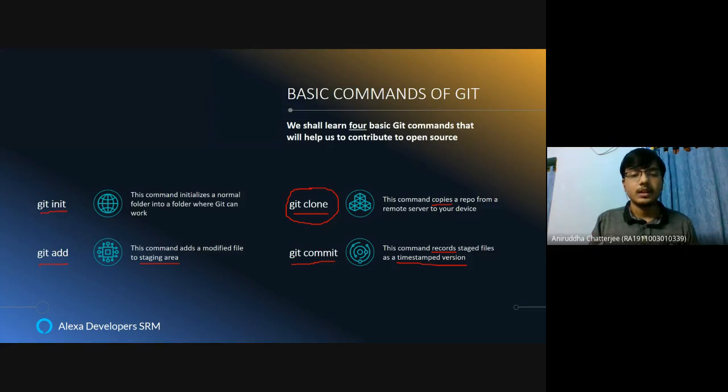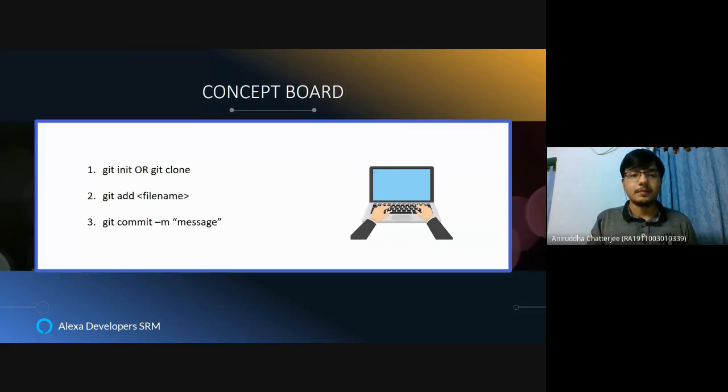Now, we understood the concepts. So there's a modified file, a staged file, and a committed file. We understood the commands to do that. The command to stage something is add, like add to git cart, and the command to commit something is commit itself. This is the order with which we'll be working.